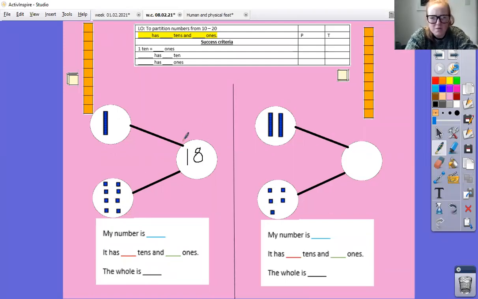So what is my number? This is number 18. How many tens does 18 have? We've split my 18 into tens and ones. I've got 1 ten here, 1 ten here, 1 ten here. And how many ones does 18 have? I've got 1, 2, 3, 4, 5, 6, 7, 8 ones here. It has 8 ones. Fantastic. What is the whole? The whole is 18. Brilliant.